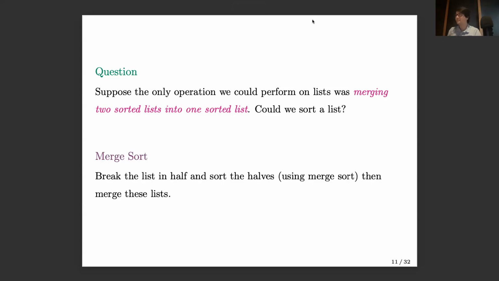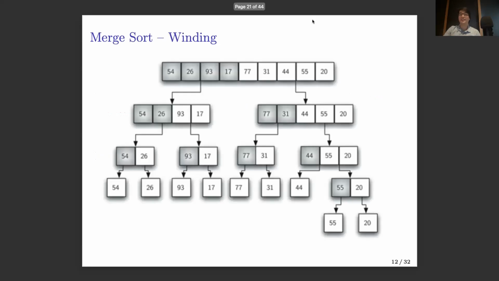Okay, so consider this. Take your list, break it in half, merge sort the halves. Well, how do you merge sort the halves? Well, take that half, break it in half, merge sort the halves. Okay, but how do you merge sort the halves? Eventually, what happens? Well, eventually you hit size 1 or size 0, I'd say. And a list of size 1 is sorted already. And a list of size 0 is sorted already.